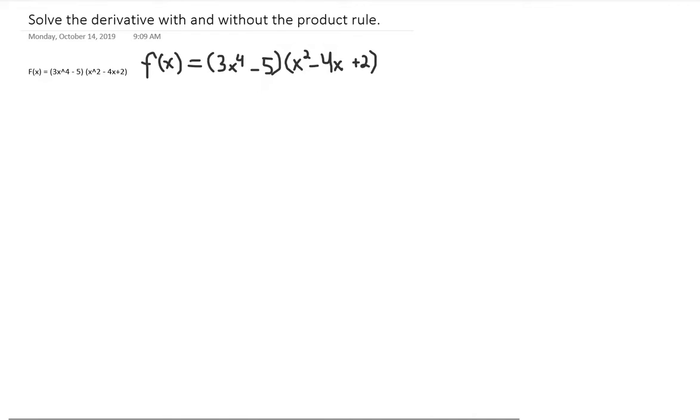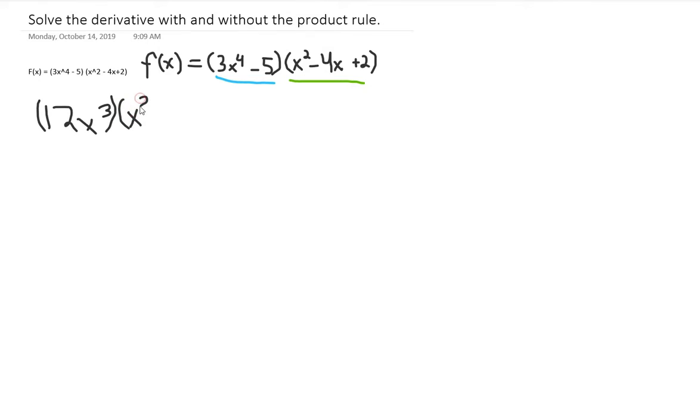So it's the derivative of the first times the second as it is. Okay. So the derivative of this is just 12x cubed. Minus 5, the derivative of 5 is 0 because it's a constant. Okay, and that's just going to be multiplied by the quantity that I underlined in green. The second part, you don't take the derivative of it yet, you just leave it as is. Plus 2.